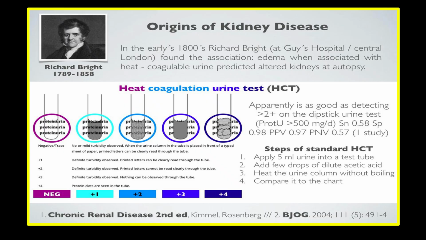Standard procedure for heat coagulation test: apply 5 ml of urine into the test tube. Add a drop of dilute acid. Heat the urine column without bubbles. Compare against the grading scale, plus 1, plus 2, plus 3. Plus 1: slight turbidity is detected, and printed letters can be read clearly through the tube. Plus 2: definite turbidity is observed, and printed letters cannot be read clearly through the tube. Plus 3: dense turbidity is observed, and nothing can be seen through the tube. Plus 4: protein clot forms in the tube.